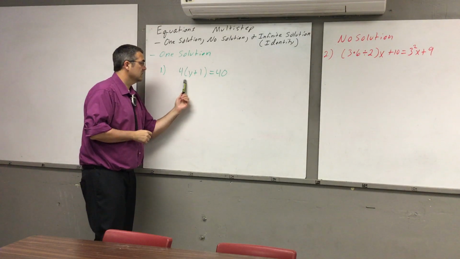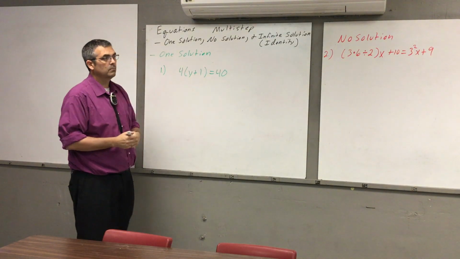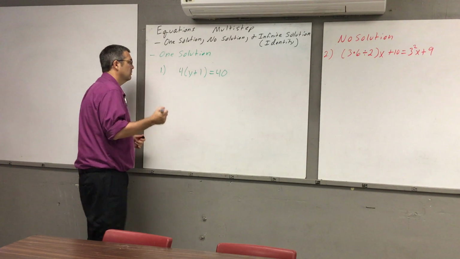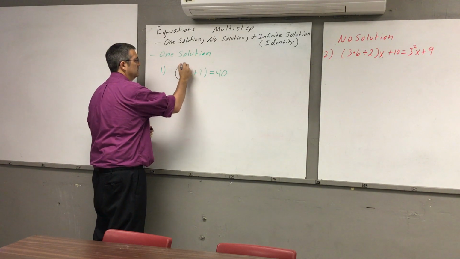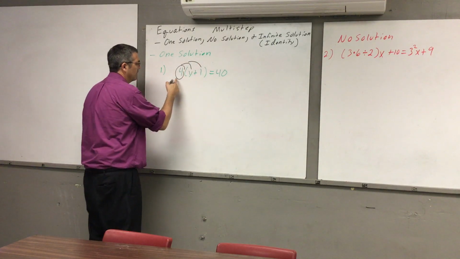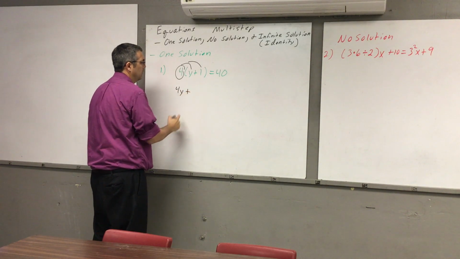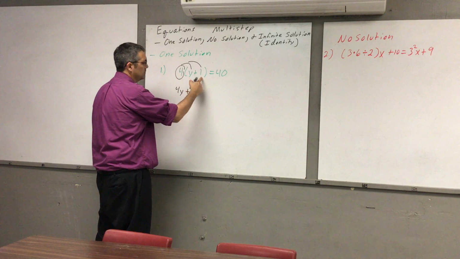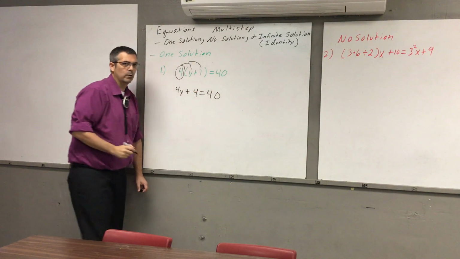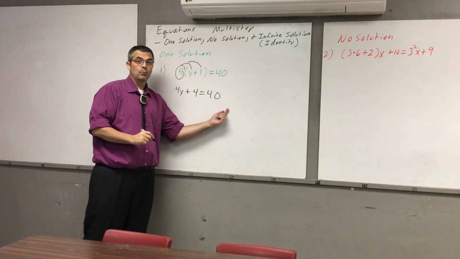So we have 4 times (y plus 1) equals 40. I'm going to use the distributive property here. There are other ways that you could work this, but that's the way I'm going to do this here. So I'm going to distribute this here and here. Remember, I'm going to distribute to each term. So I've got 4 times y, which gets me 4y, plus 4 times 1, which is 4, equals 40. Okay, so now I've taken one step in my equation.